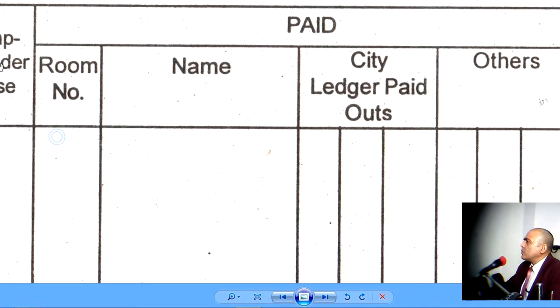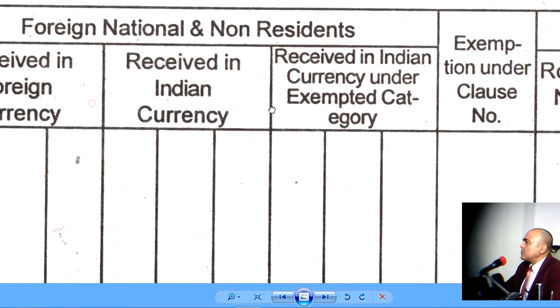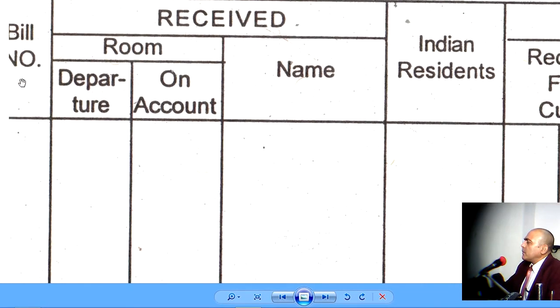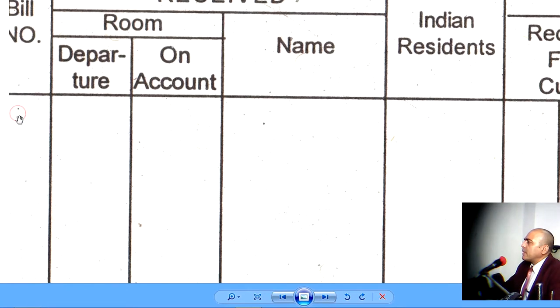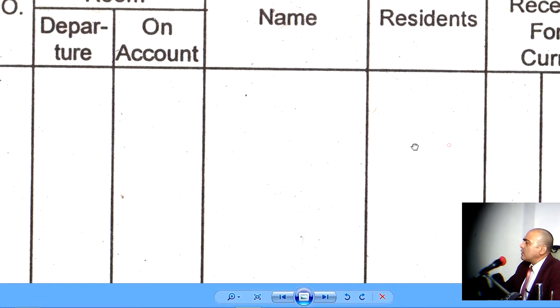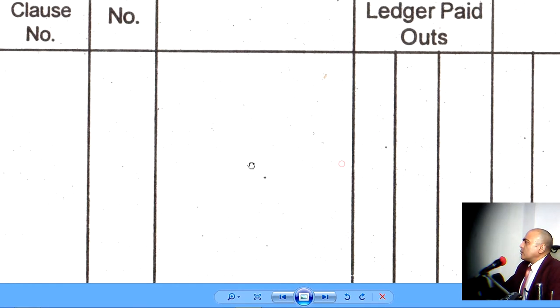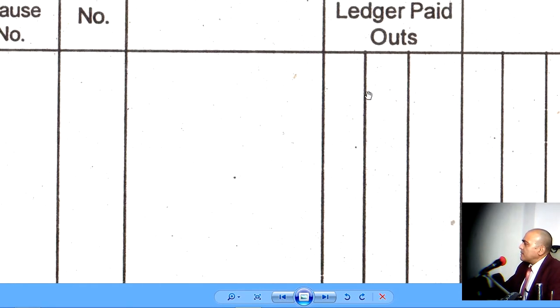I think I'll show it to you. The folio number was the first entry. Bill number was the first entry. So this folio number can be used for all the three portions, all the three sections. So if a city ledger guest has taken paid out from us, then the bill number must be written on that side, left hand side, far left, and the amount may be entered here.